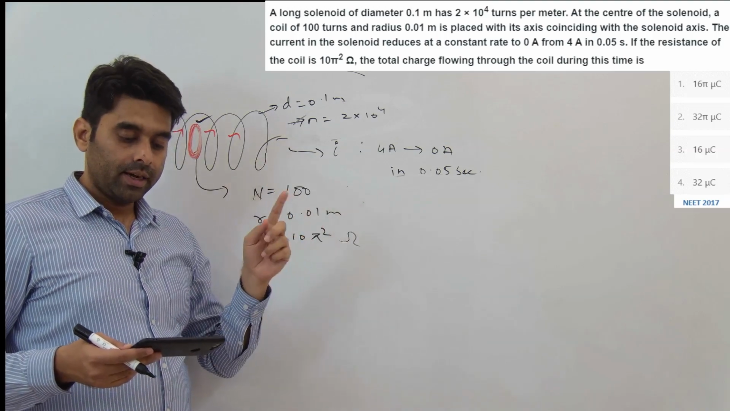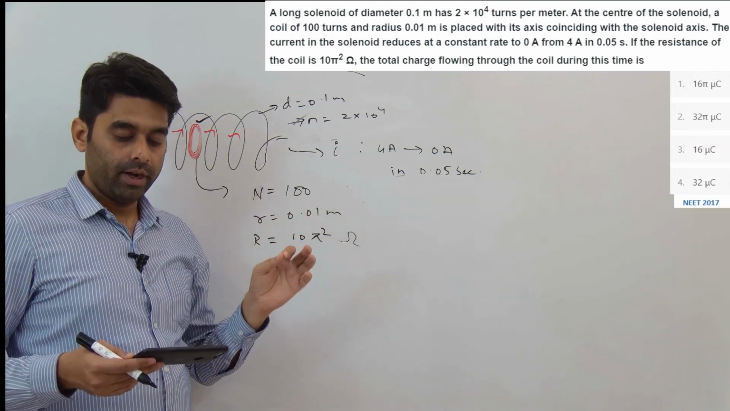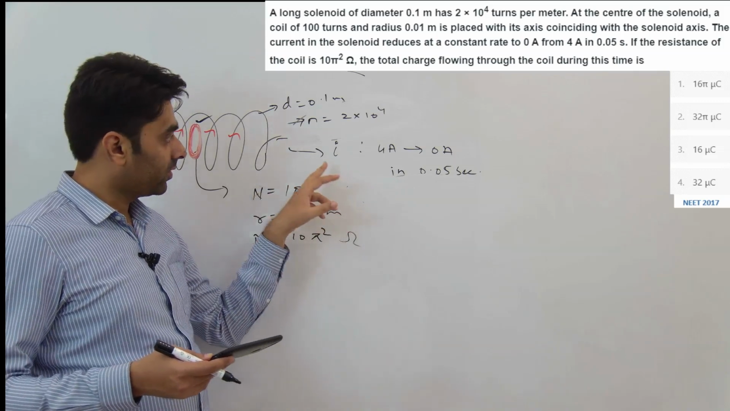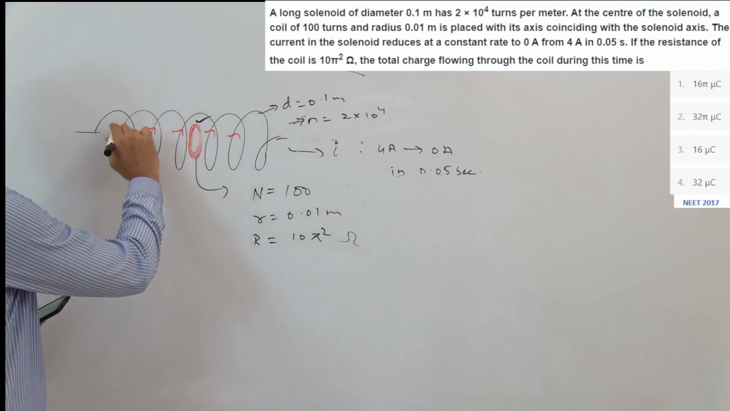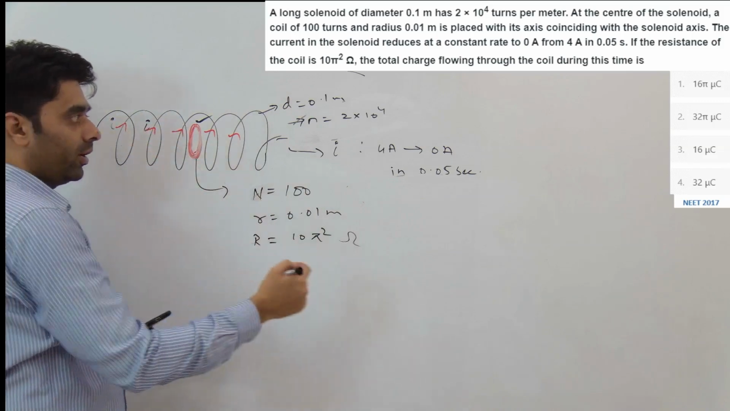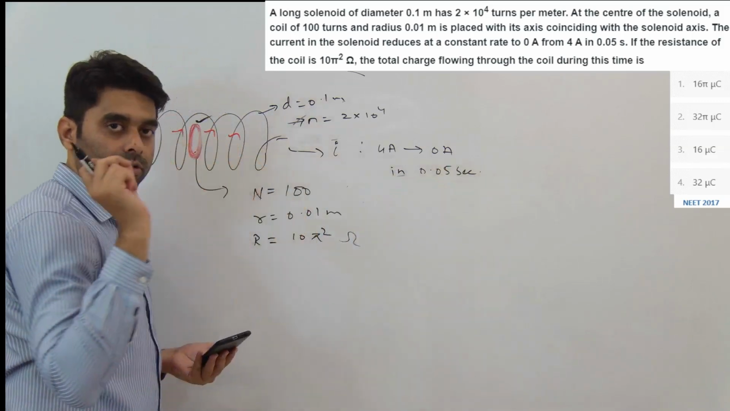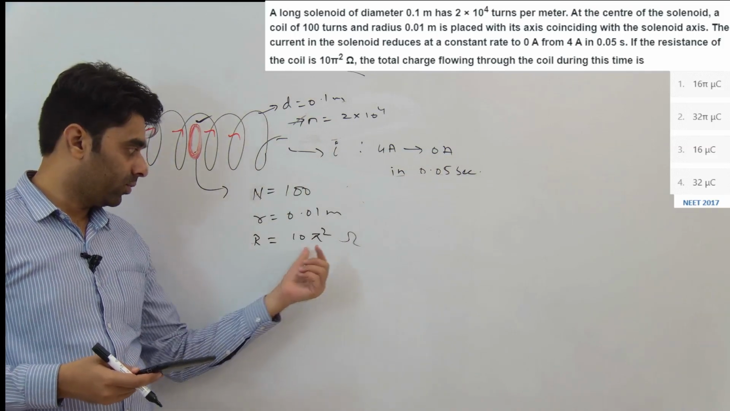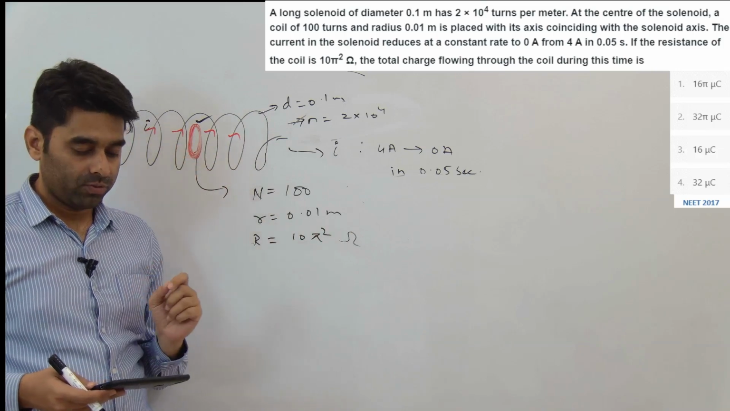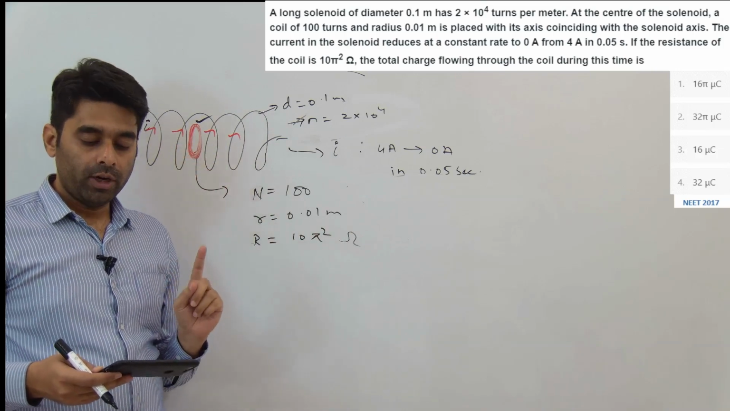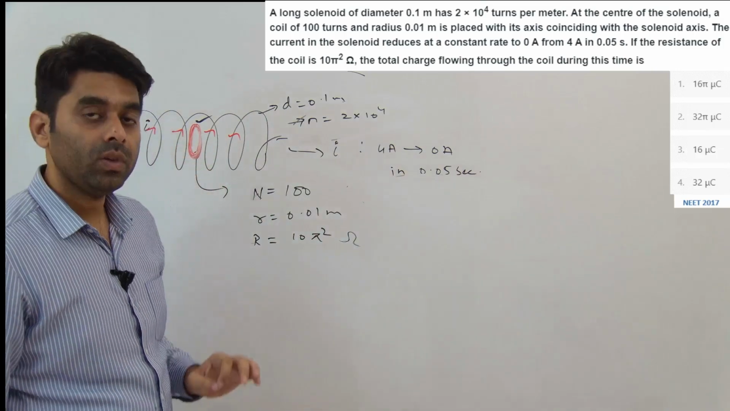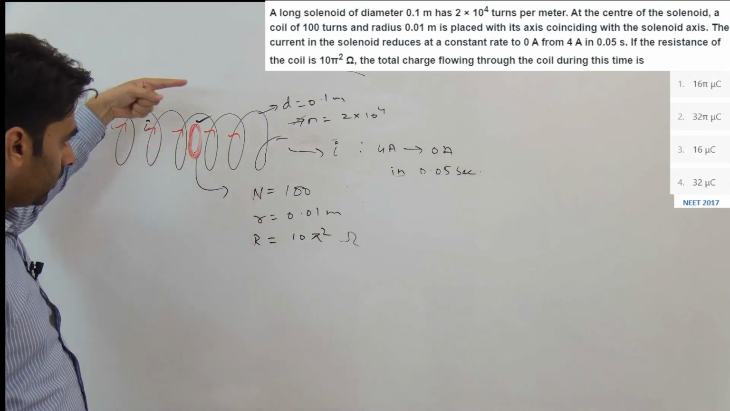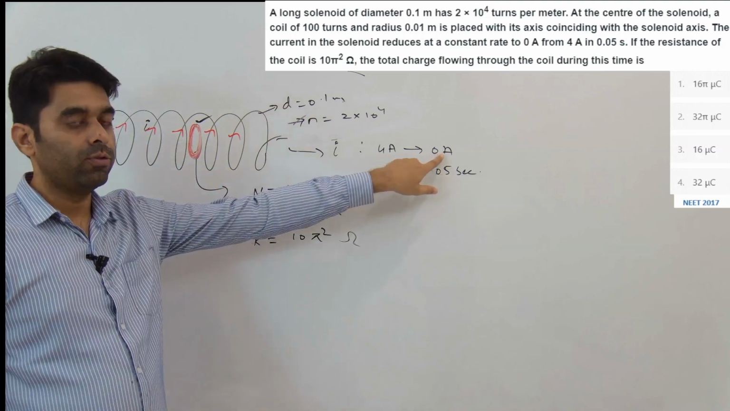Next, it says the current in the solenoid reduces at a constant rate from 4 ampere to 0 ampere in 0.05 second. That means the current I flowing in the solenoid goes from 4 ampere to 0 ampere in 0.05 second. Okay, if the resistance of the coil is 10 pi square, the total charge flowing through the coil during this time is. Now, why charge will be flowing through this one? Basically, current is flowing through this, current is changing from 4 to 0.